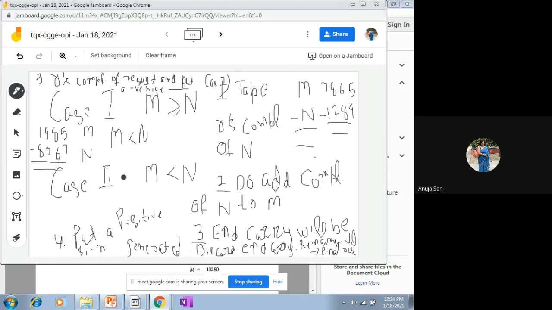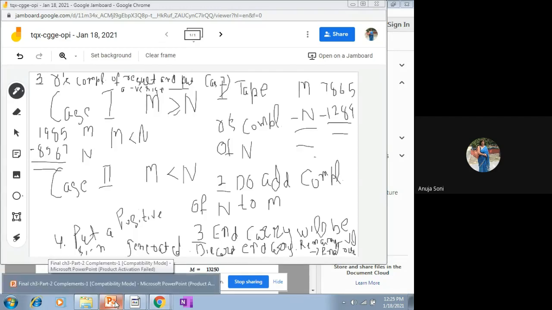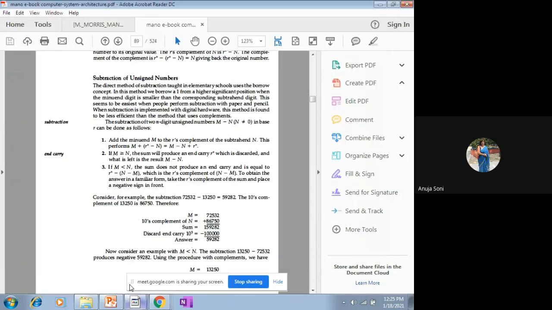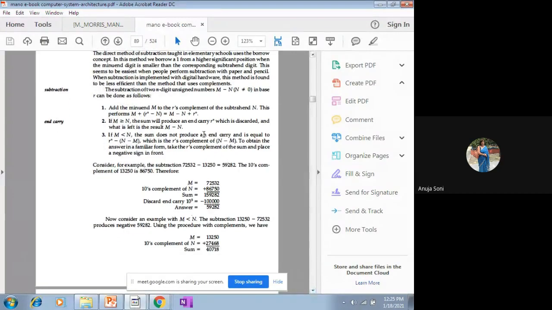So I'm taking one example for each case, with the help of which you will better understand. I'm going to the book. I'm opening the e-copy of the book, and you can go through the solved examples. The very first case is whenever we have a number in front of us: 72532 is the value of m, minus 13250, which is n. So it corresponds to case 1.